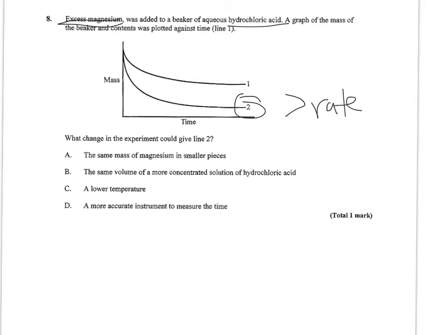And A says the mass of magnesium in smaller pieces. Now, normally, that would seem like a good thing to increase the surface area. But in this case, it's not going to make a difference because magnesium was already in excess. B says the same volume of a more concentrated solution of hydrochloric acid. That would make a difference. That would increase the rate because now I've got more hydrochloric acid reactant molecules in the same space. C, a lower temperature, that's going to decrease rate. And D, a more accurate instrument to measure the time, that's not going to affect the reaction rate. It might affect the quality of my results, but not the actual rate. So B would be the correct choice.